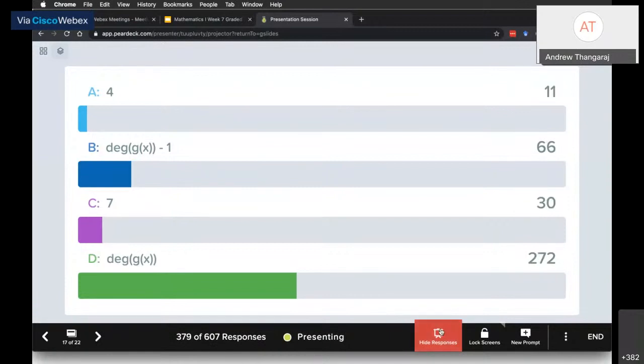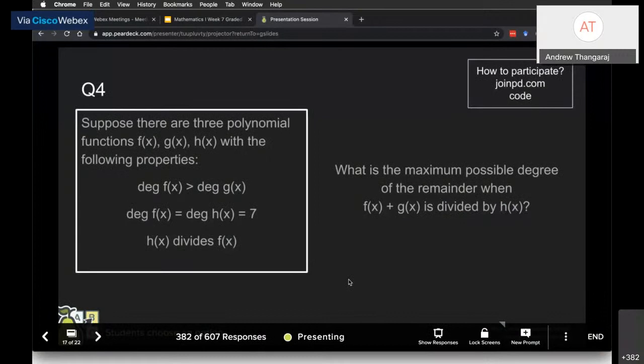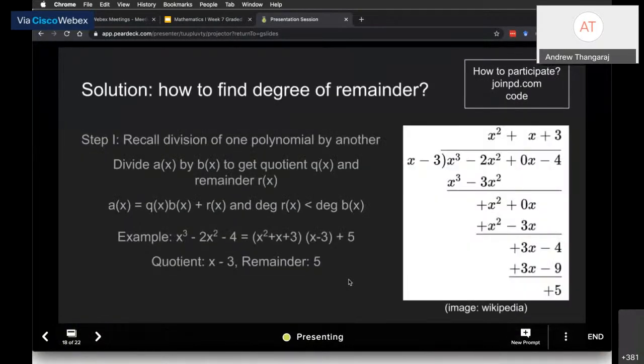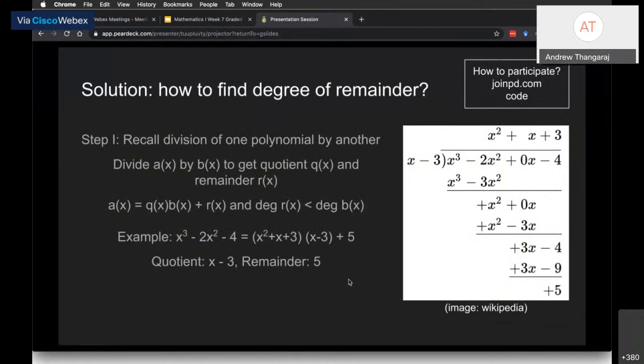Let's now go in and see how to think of this problem, how to go ahead and solve this problem. Now everything is about polynomial division, right? In particular, given a description of the scenario, how do you find degree of remainder? That's the question here.